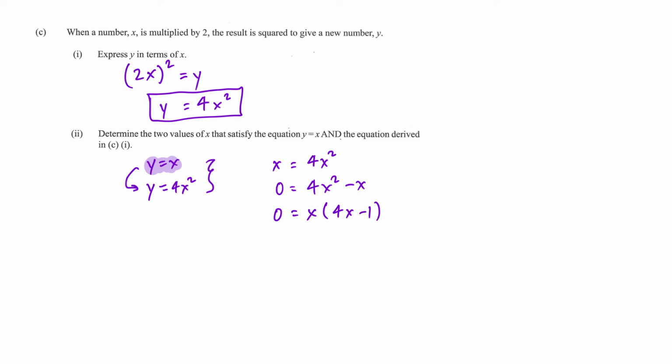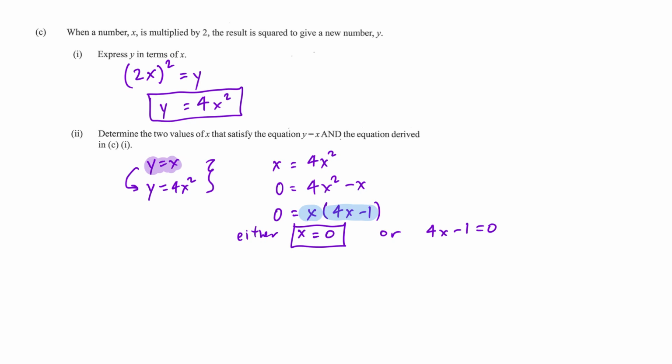Now, if the product of two things equals 0, then either the first factor equals 0 or the second factor equals 0. So here we have the product of x times 4x minus 1 equals 0. So that tells me that either the first factor equals 0, that's x equals 0, or the second factor equals 0, that's 4x minus 1 equals 0. Well, if x is equal to 0, that already gives me one of my solutions.